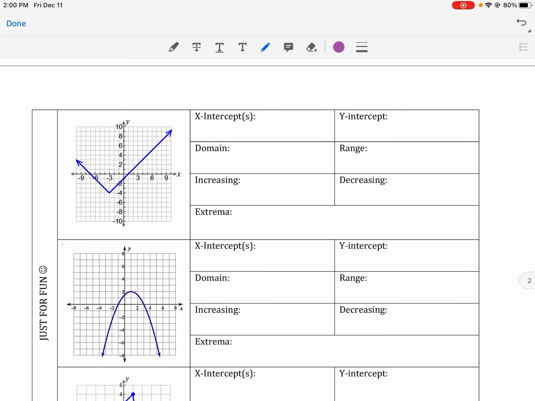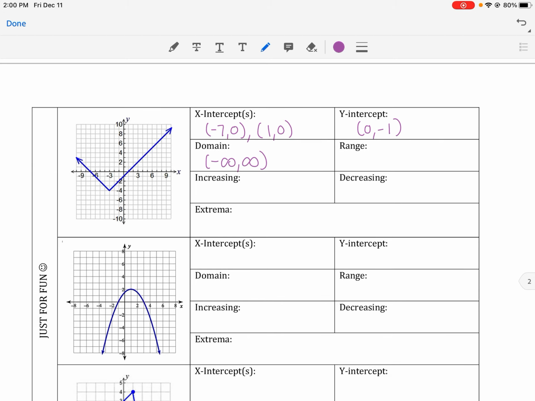Okay, x-intercepts. We've got (-7, 0), and we've got (1, 0). Your y-intercept is at -1, so it'd be (0, -1). Domain is -infinity to infinity. It does go all the way to the left and all the way to the right. Range is your low to high, so your lowest point is at -4. It gets a bracket because it touches it, and it goes up, up, up, so infinity.